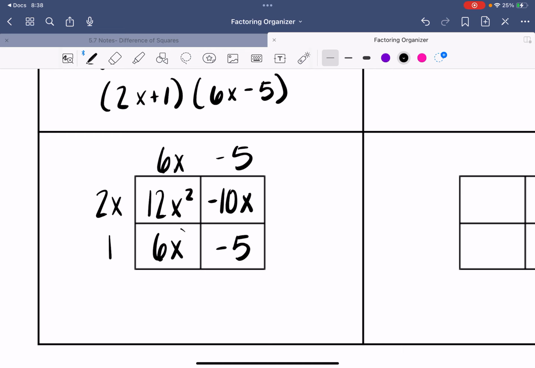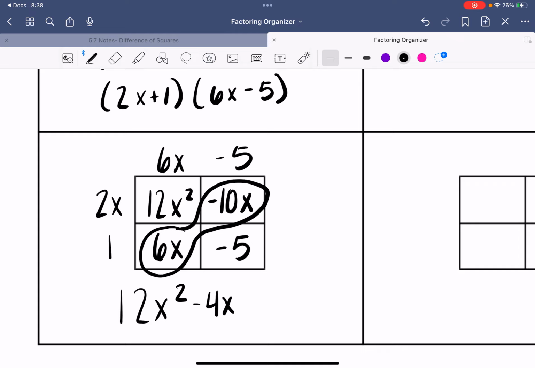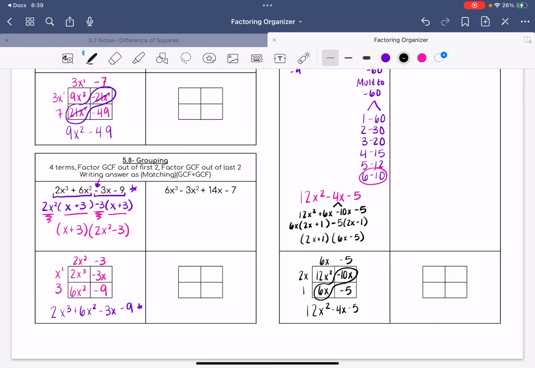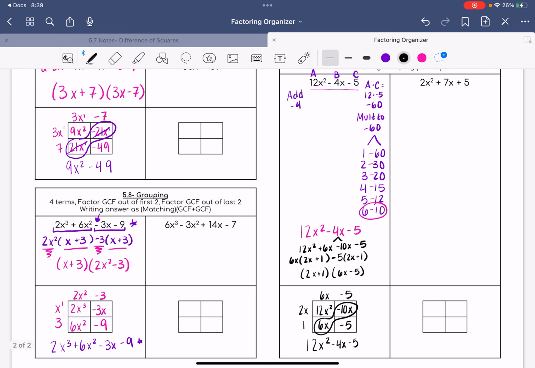Combining like terms, this 6x and negative 10x can combine together, so I'll still have my 12x squared. Those guys combine together, 6 minus 10 is negative 4x. And then I still have my minus 5. If we zoom way out, we'll see that that was the original problem we had all the way up there at the top, 12x squared minus 4x minus 5.